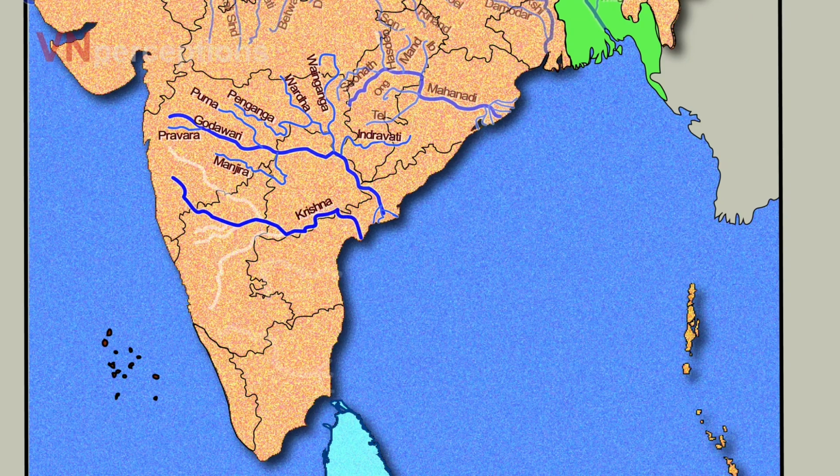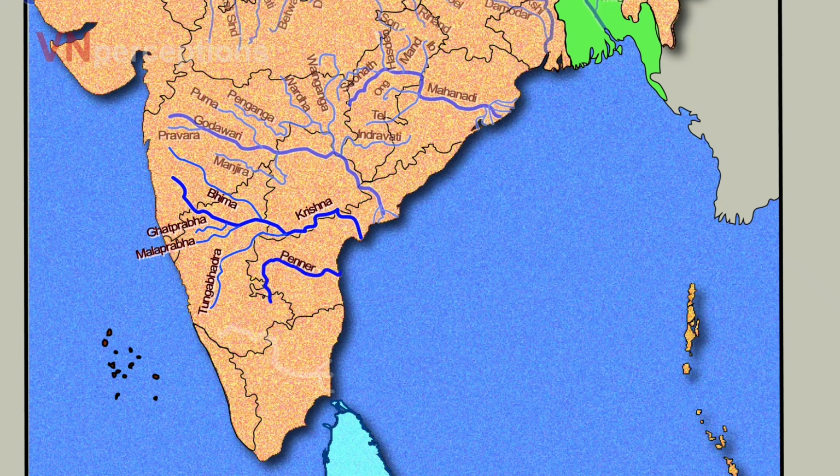River Krishna originates in the Western Ghats near Mahabaleshwar. The main tributaries of Krishna are Bhima, Tungabhadra, Ghataprabha and Malaprabha. Then it is river Pennar, and river Kaveri.